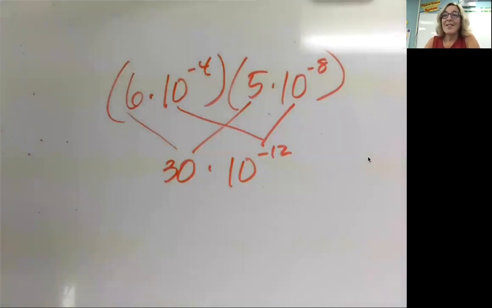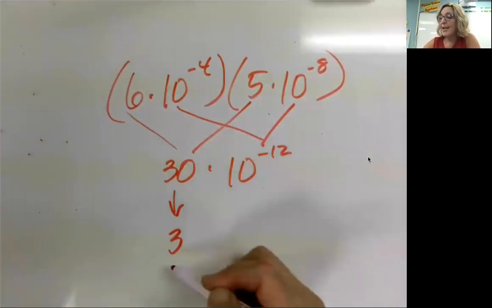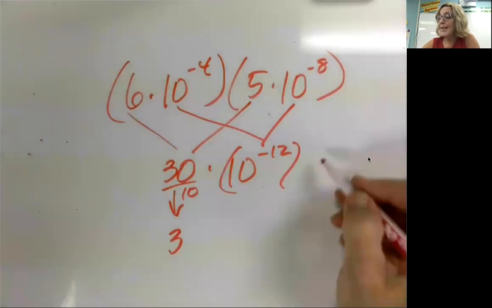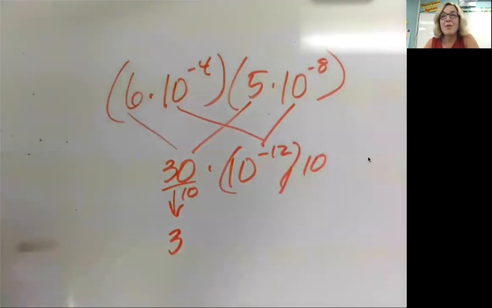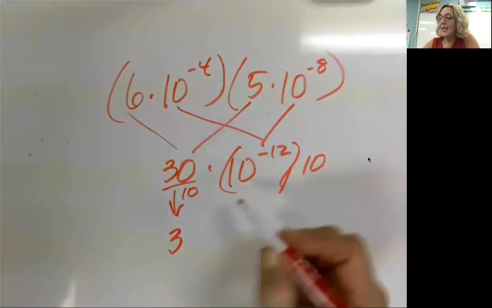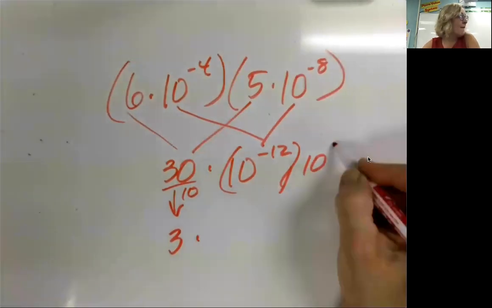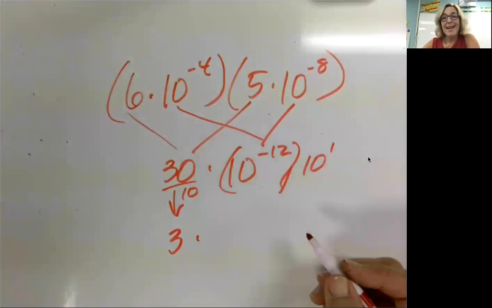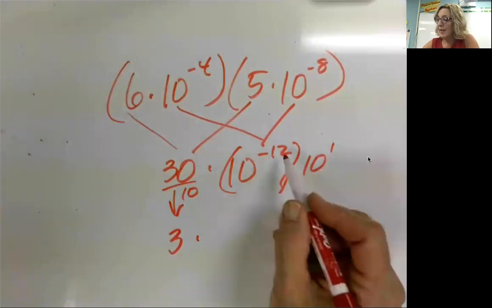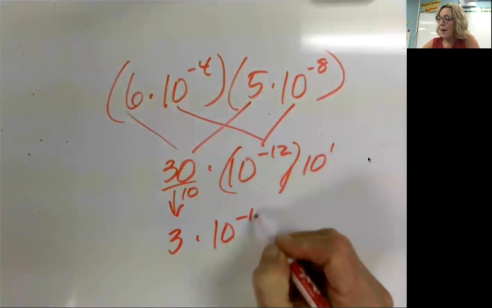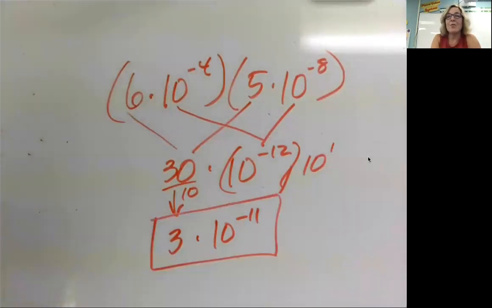Now, we are not done on this problem because we are not in scientific notation yet. We need 30 to be expressed as 3 times a power of 10. Now, in order to make 30 into 3, I have to divide it by 10, which means I would then multiply the other factor by 10. So 10 to the negative 12th times 10 to the 1st would be, I'm going to add 1 to negative 12, which would give us 10 to the negative 11th power. Now we have a product that's written in scientific notation, and that will work.